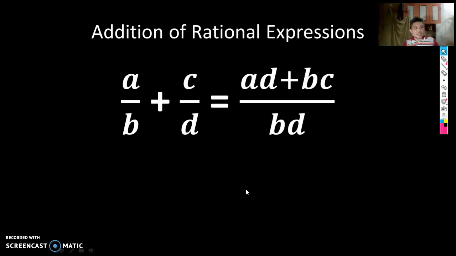Okay, so our next topic is addition of rational expressions. So the general rule is A over B plus C over D is equal to AD plus BC over BD. So BD is the LCD.